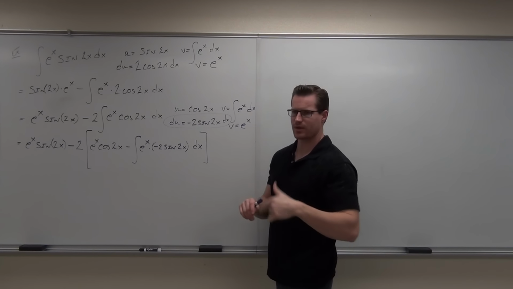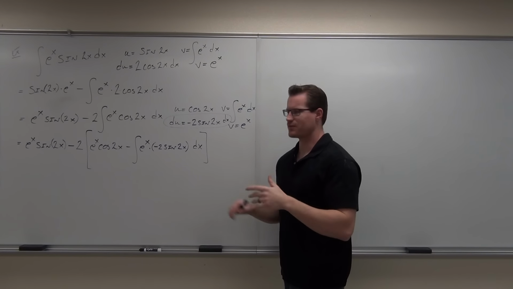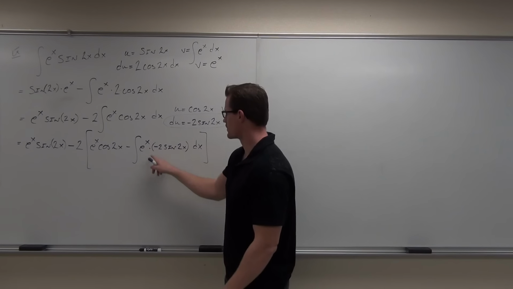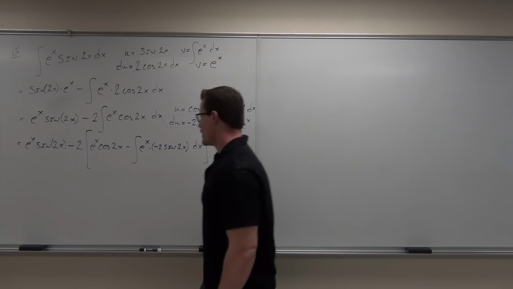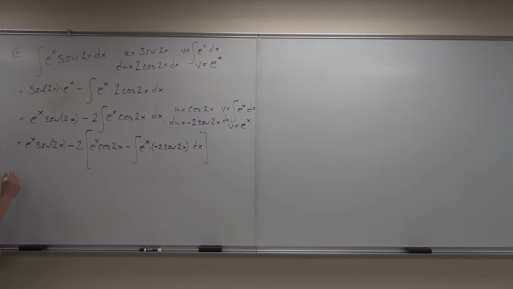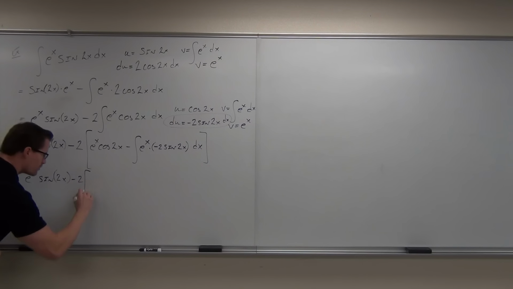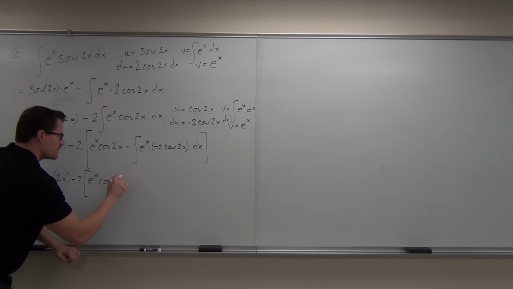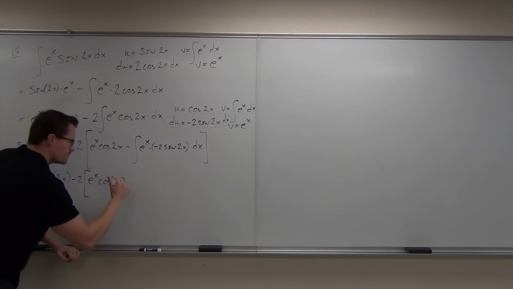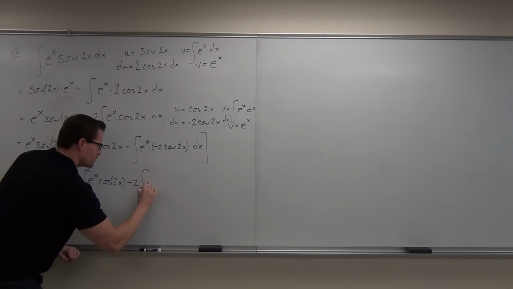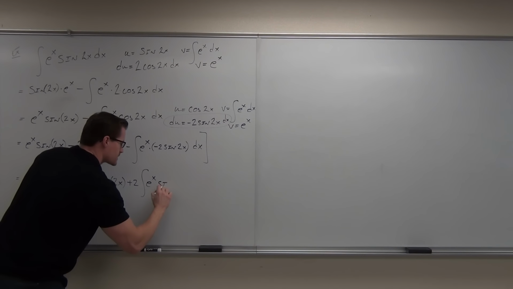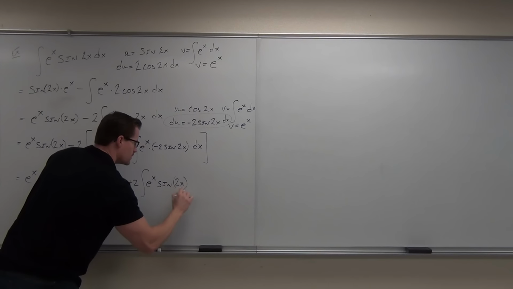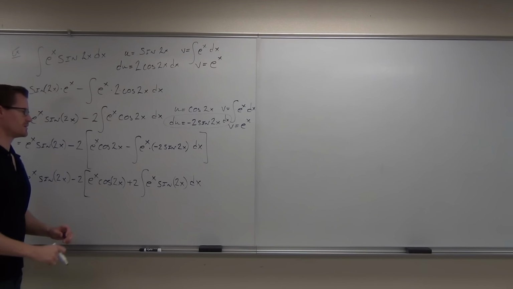You guys okay with that one? Let's simplify some of this stuff, let's see what's going on. So what can I do here? Let's do that. So, I'm going to get e to the x sine 2x minus 2, big old bracket, I'm going to get e to the x cosine 2x plus 2 integral e to the x sine 2x dx. Lots of x.